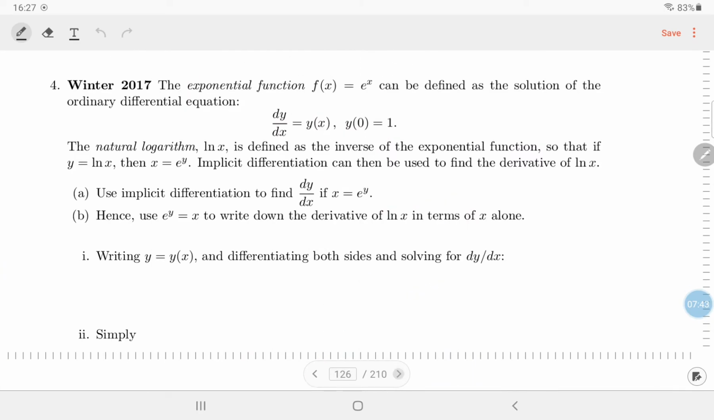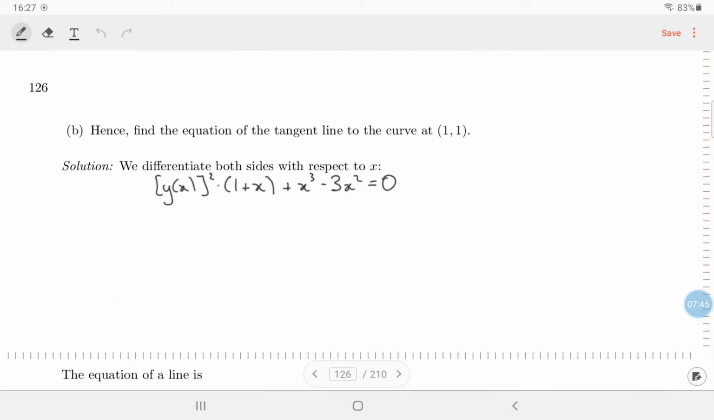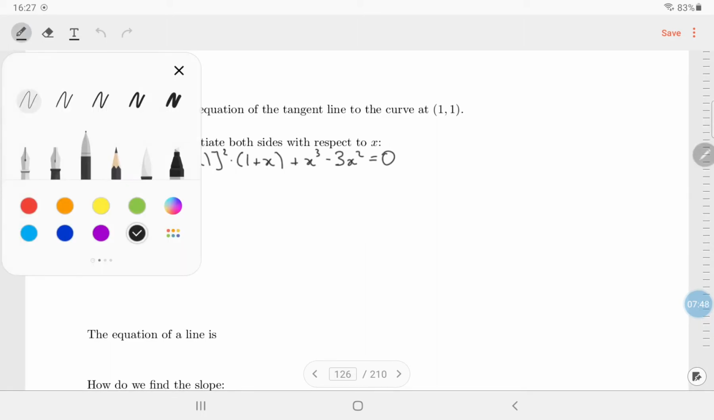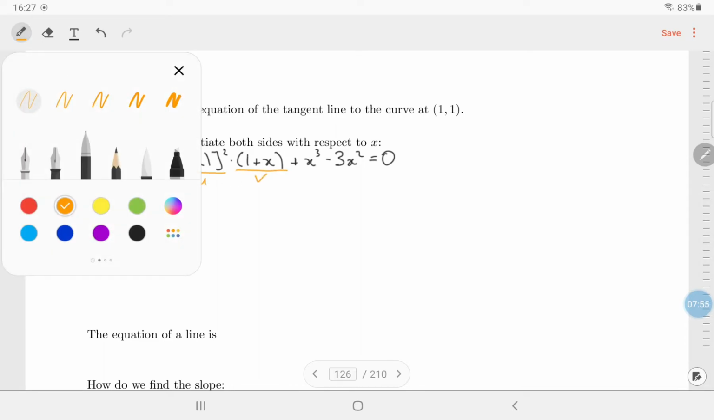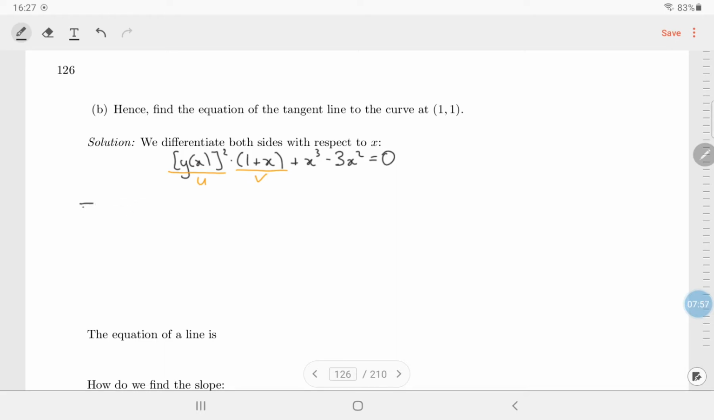Right, so we differentiate both sides with respect to x. So first of all, on this we have a little product rule, u and v. The rest of it is a bit more straightforward. The product rule says it's the first thing, which is y squared, I only have to write the y of x once, times the derivative of the second thing. The derivative of 1 is 0 plus the derivative of x is 1. Plus the second thing, which is 1 plus x, times the derivative of y of x all squared.